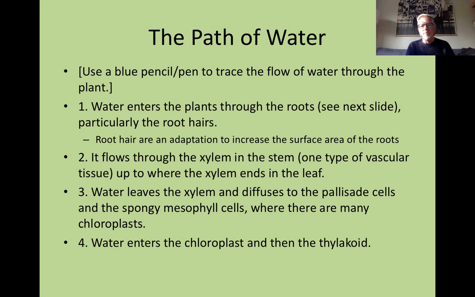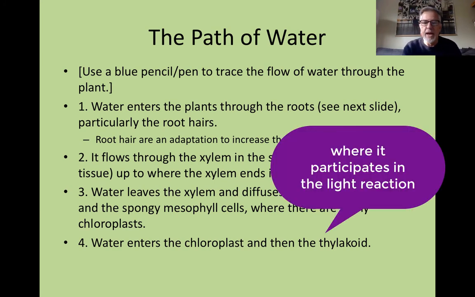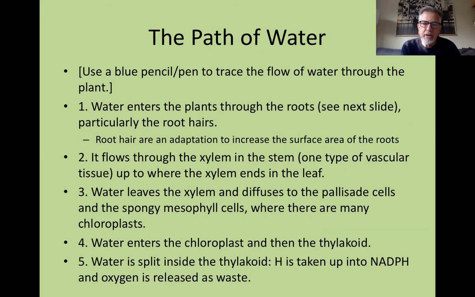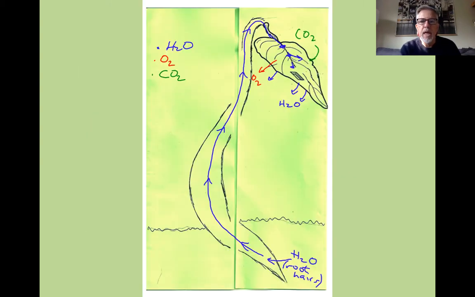Water enters the chloroplast and then the thylakoid, where it takes part in the light reactions. The H from the water is taken up into the NADPH, and the oxygen is released as a waste product. And here's a general picture of it. We can see this is a generalized plant where the water comes in through the root, flows up through the vascular tissue, and then into the leaves. And then some of it actually leaves the leaves through small openings in the bottom of the leaves.